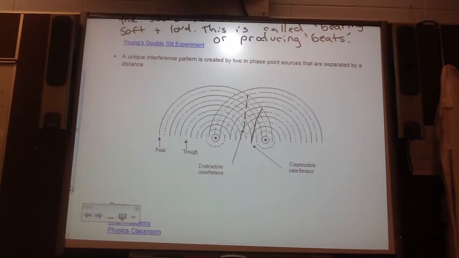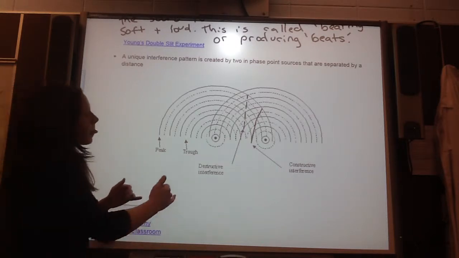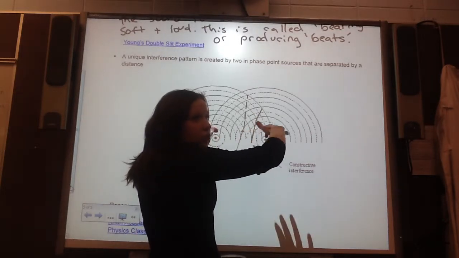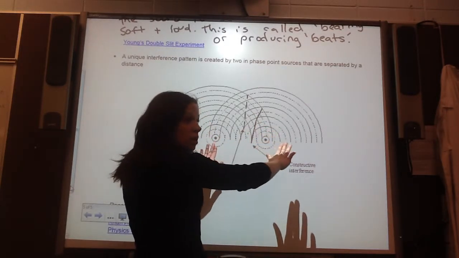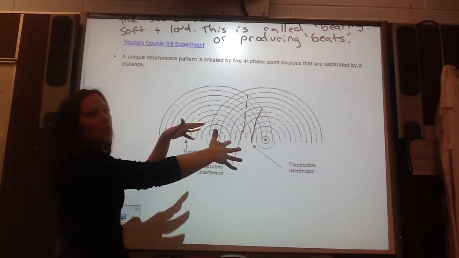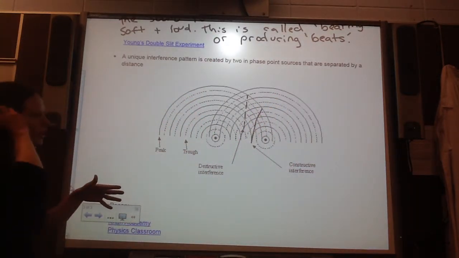Experiment that was done to show what's happening with waves. So here, this is, say, an object that's producing a wave. It could be like two speakers producing waves. And these waves will actually interact with each other.